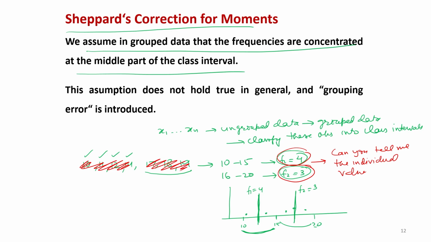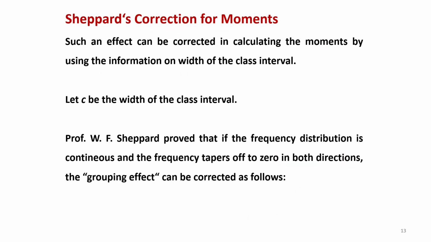Because usually all the values will not actually be concentrated at the center, they will be scattered over the interval. So, this error is called grouping error. So, this grouping error is introduced. Now, this Sheppard correction is meant for taking care of this grouping error, right. Sheppard suggested that such an effect can be corrected in calculating the moments by using the information on the width of the class interval, right?